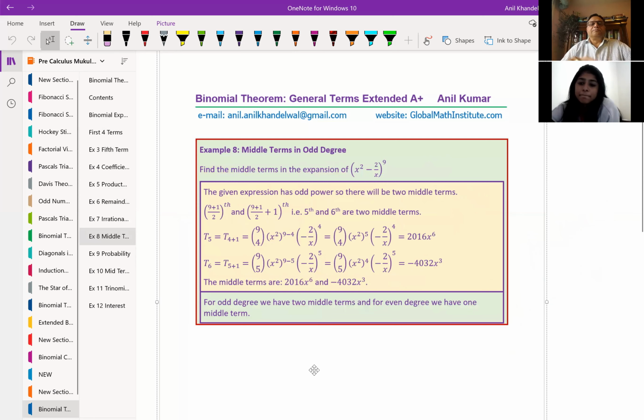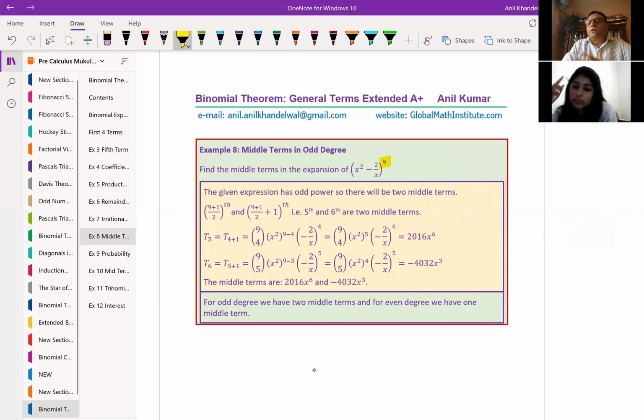Example 8. The middle term in odd degrees. As I was saying, depending on the degree, we may have one middle term or two middle terms. In this case, since we have taken odd degree, which is 9, there are going to be 10 terms, and therefore 2 middle terms. Those 2 middle terms will be 9 plus 1 divided by 2, which is the 5th term, and the next, which is the 6th term. So 5th and 6th are your middle terms. That is what I've done.